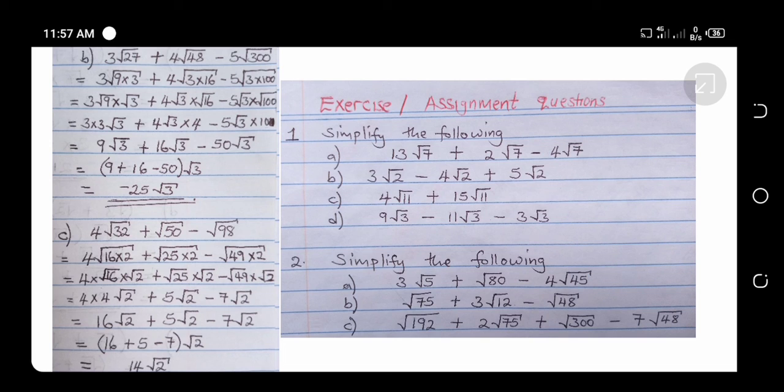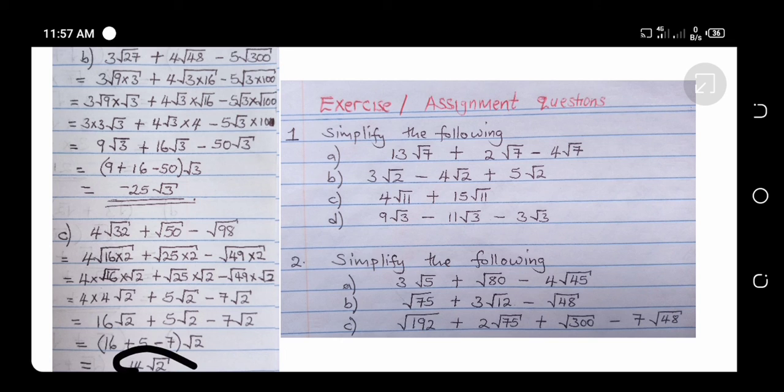Then C, we have 4 root of 32 plus root of 50 minus root of 98. We follow the same steps. We look for two numbers which we can multiply to get 32, where one of them is a square number. We have 16 times 2. In 50 we have 25 times 2. In 98 we have 49 times 2. So when we simplify the whole of this, we come up with an answer which is 4 root of 2. We simply simplify them in that way.